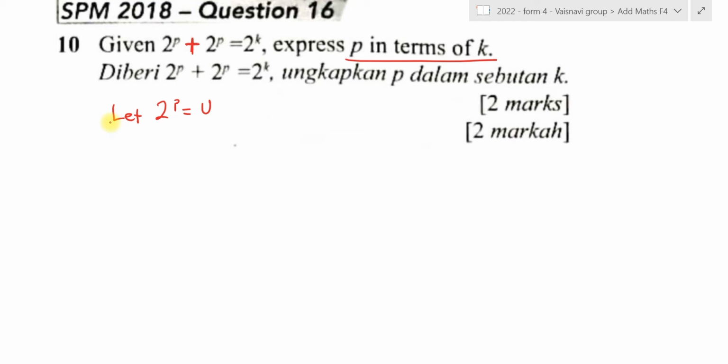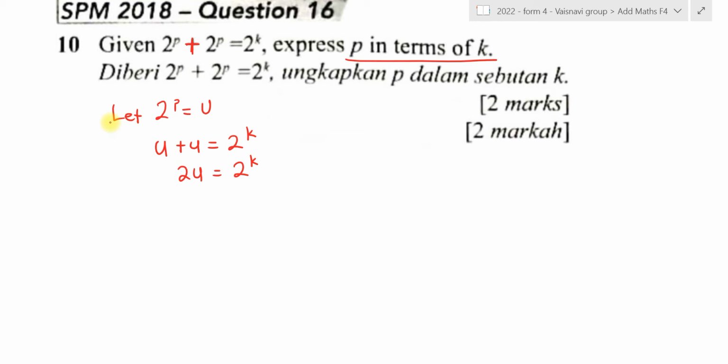Okay. Kita cuba andaikan, because if it is a multiplication, we easily can solve this, but this is not multiplication, so need to be a little bit careful. After you do that, we try u plus u equal to 2 power k. 2u equals to 2 power k.